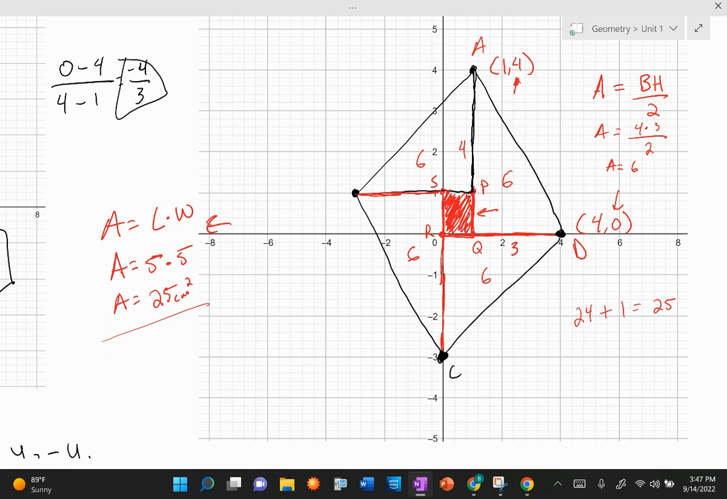What was that under that? The area will be length times width. We're just talking about what the area of a square is.